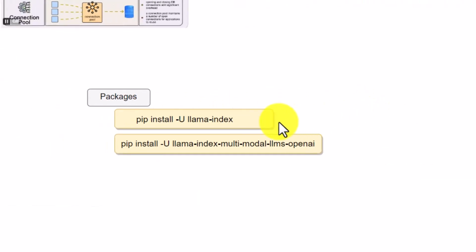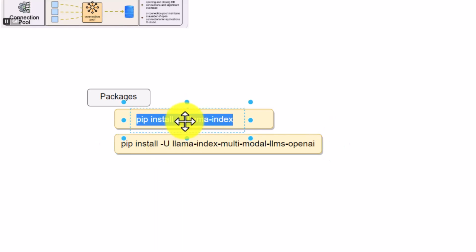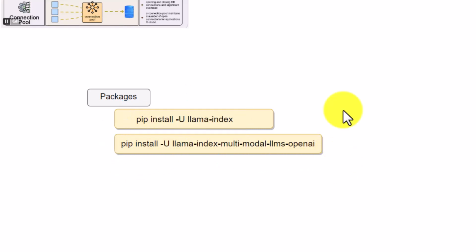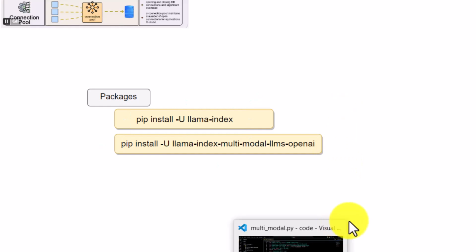If you already have LlamaIndex installed on your system, then you can just go ahead and upgrade it. You have to upgrade your LlamaIndex package, and along with that you have to upgrade this particular package as well, which would help us to invoke multi-modal capabilities. If you don't have it, then you can just remove this -U, and run pip install llama-index and pip install llama-index-multi-modal-llms-openai. So with all these things in place, we can get started with our code.